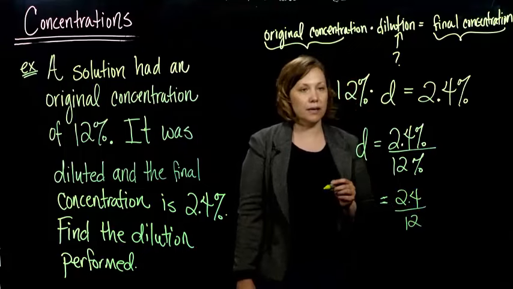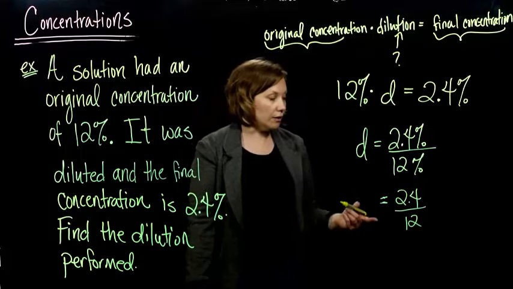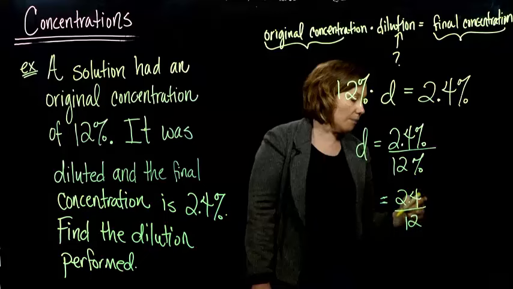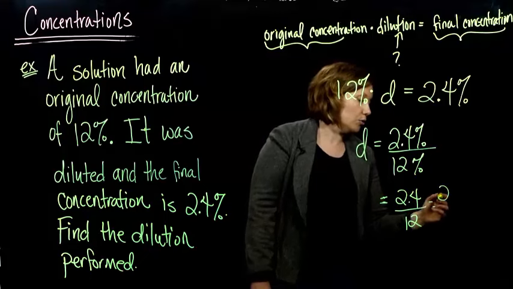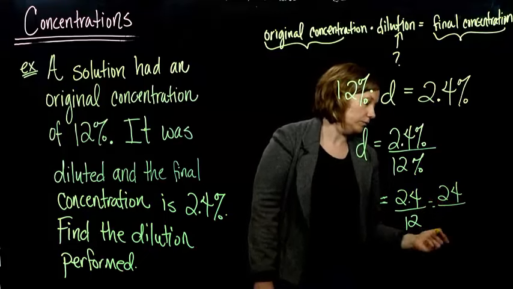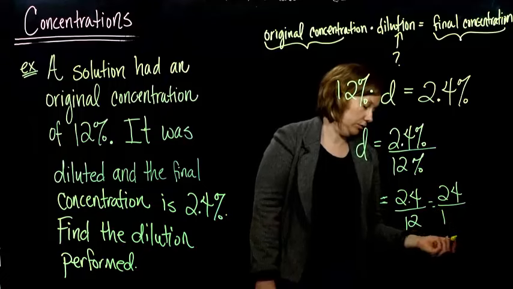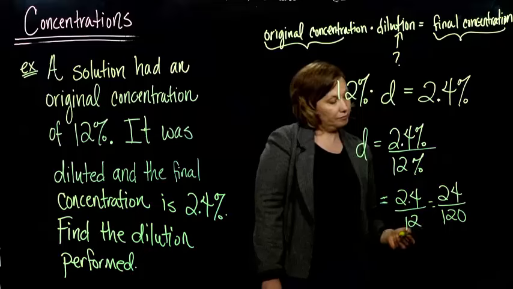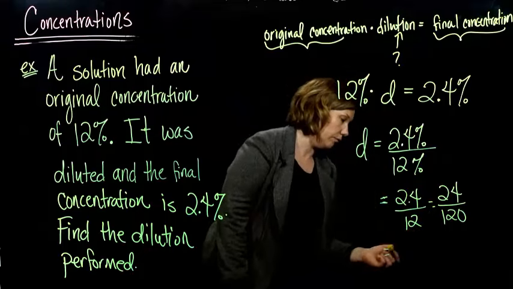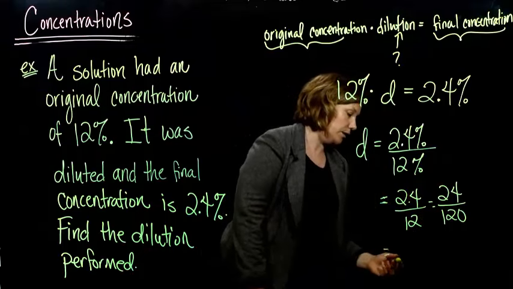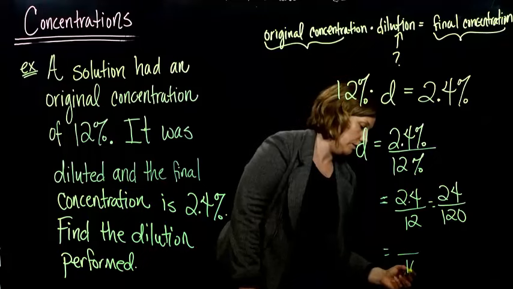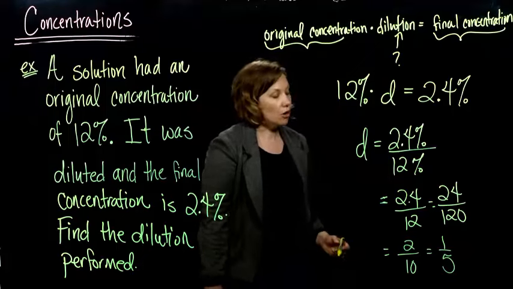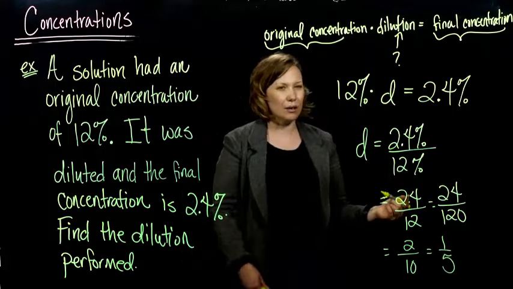2.4/12, and you can put that in your calculator, right? Or if you want to go the old-fashioned way, you can multiply the top and bottom by 10, which will give you 24/120, which reduces to 2/10, which is 1/5.